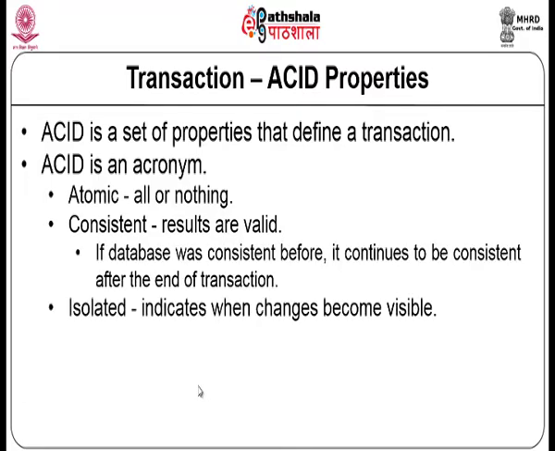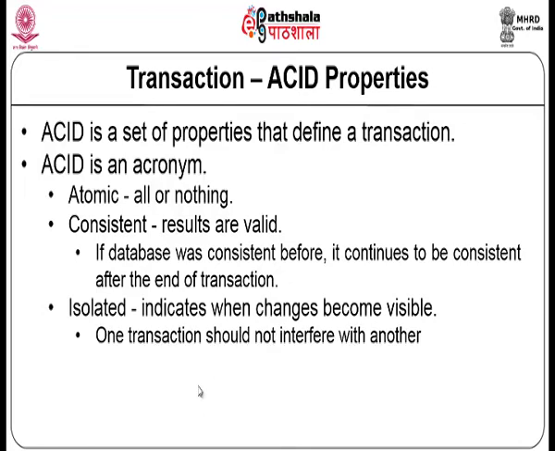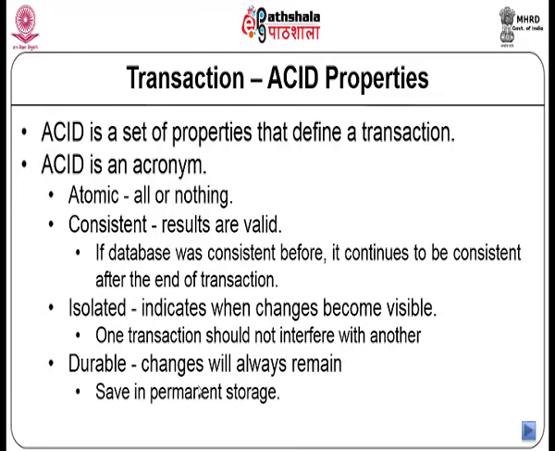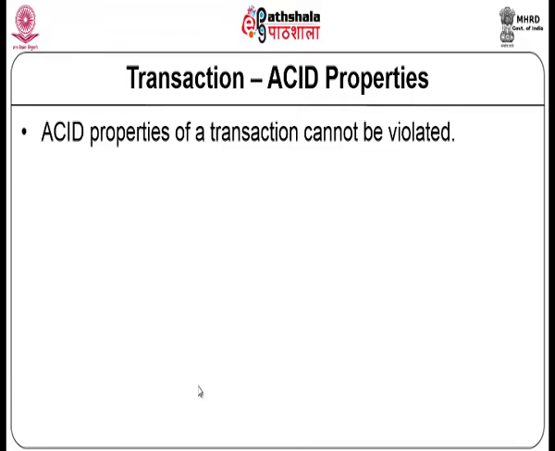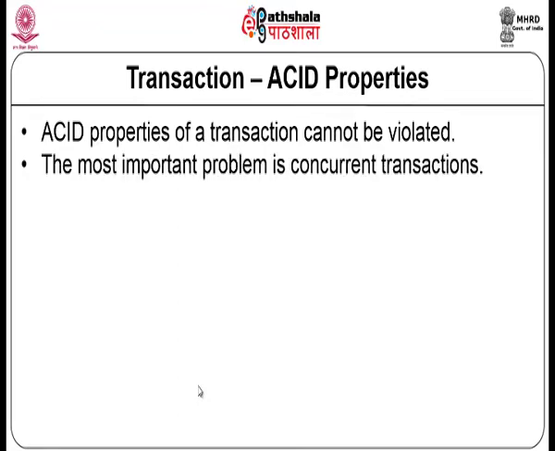I stands for isolated. If more than one transaction is happening together, then each transaction should be in an isolated manner. One transaction should not interfere with the other transaction. D stands for durable. Once the transaction has made the changes, it should not be disturbed, and the result will be permanent. So, ACID properties of transactions cannot be violated. If it is a transaction, there will be ACID properties, and all these properties have to be maintained.